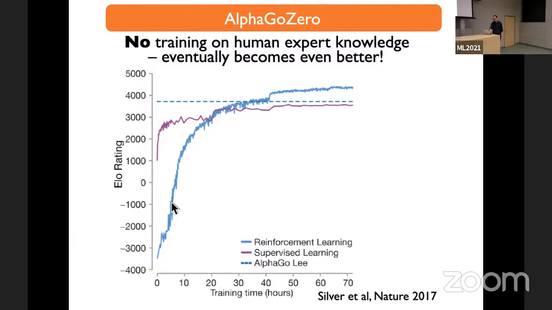And then the full blue line is when you start from zero, from no knowledge whatsoever. You don't have any expert players to learn from. That means you start at a much, much lower performance level. Eventually, you seem to reach the dashed line, which was what you had reached in the original version when you combine expert supervised learning and reinforcement learning. But then you see this jump, and suddenly it becomes quite dramatically better than the previous version.